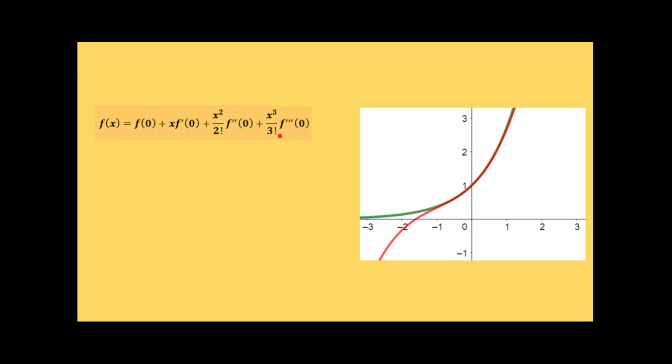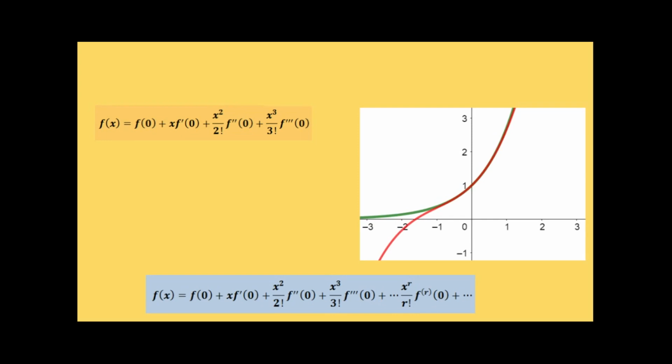By finding the f triple dash of 0 gives us the same third derivative when x is 0. And here's the function, the formula that I showed you at the start. This is the Maclaurin series formula. And we're going to use that in a minute to have a look at an example.